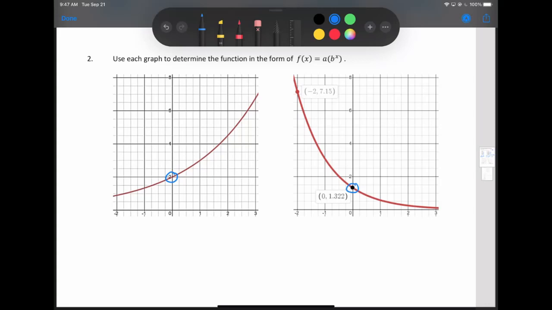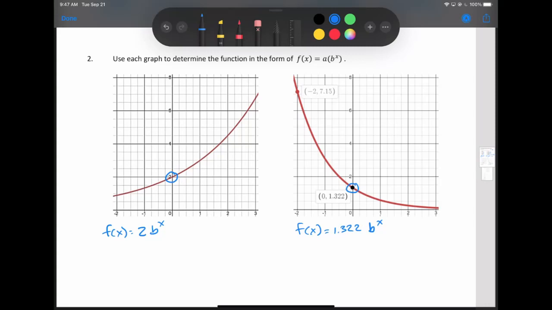So right off the bat, for both of these, I can say f(x) = a times b to the x. In this case a is 2. And on this one over here, it's not as pretty. I'm going to do both these at the same time, just to show you the skill. It's not as pretty, but it's 1.322 times b to the x.